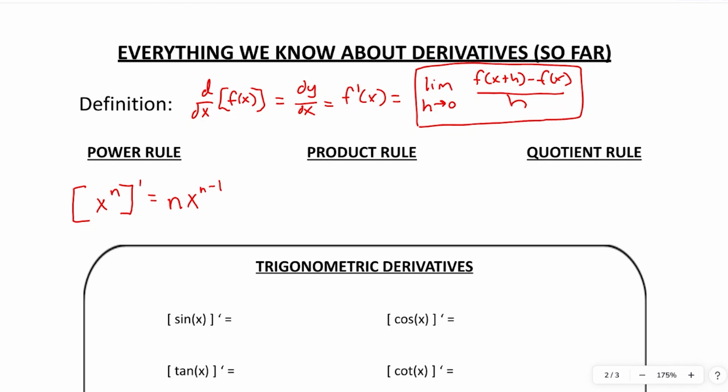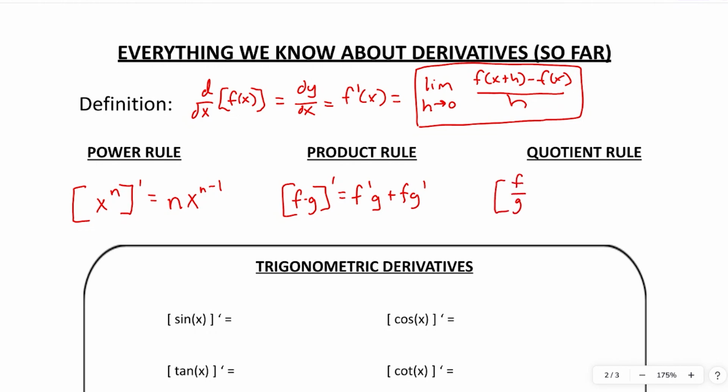Then we have a product rule, which tells us how to find the derivative of a product of functions. So that would just be f prime g plus f g prime. The order there doesn't matter. You can put f g prime first if you want. I find this a little easier to say: f prime g plus f g prime.